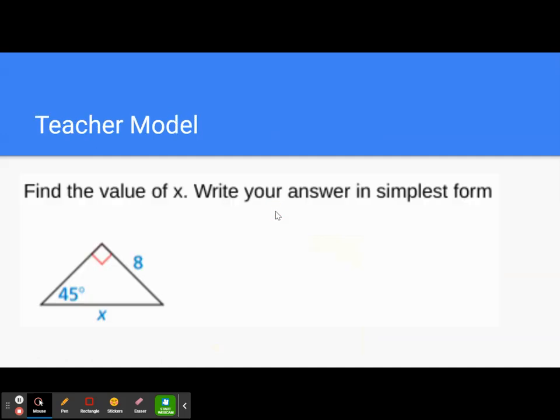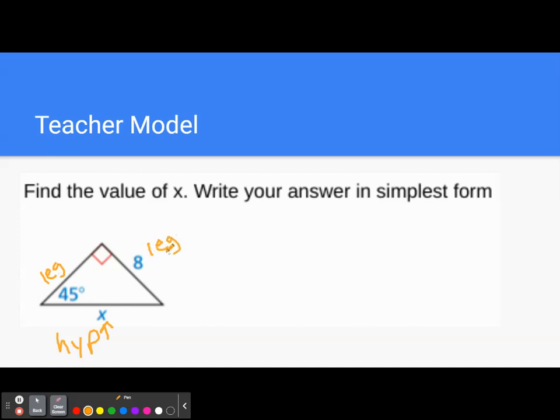It says find the value of x and write your answer in simplest form. So first thing I need to do is figure out which one's the hypotenuse. The hypotenuse is always opposite the right angle. So that makes this side here my hypotenuse. So I'm going to label that the hypotenuse. And that automatically makes this right here my leg and this a leg.